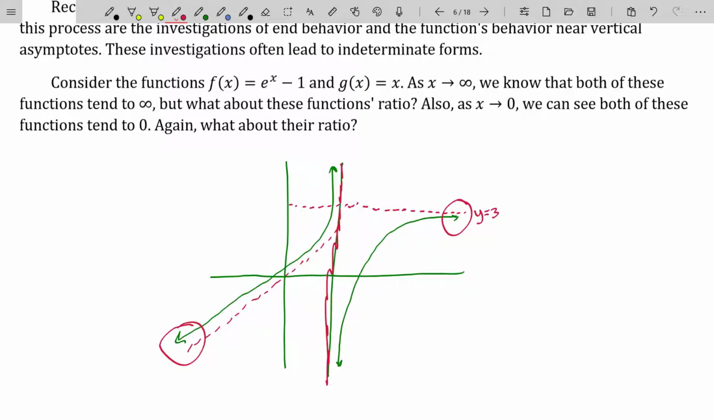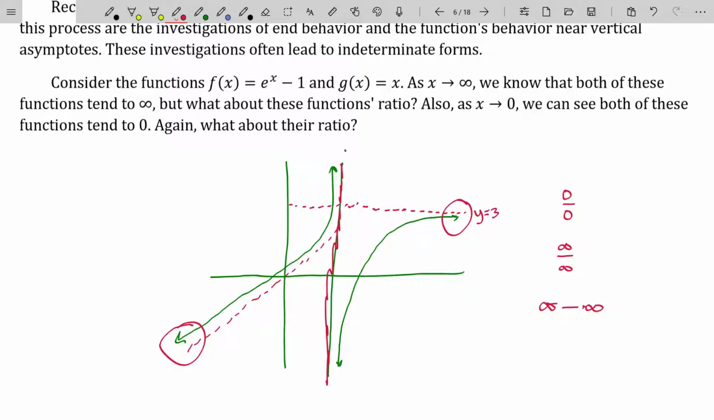When you do that, those limits as x goes to infinity might lead to forms like 0 over 0 or infinity over infinity or infinity minus infinity, something like that. And because of that, we have to invent a way to evaluate those limits. We really want to know what those curves look like at the edges of our graph, or in other words, we need to determine the end behavior of the function.